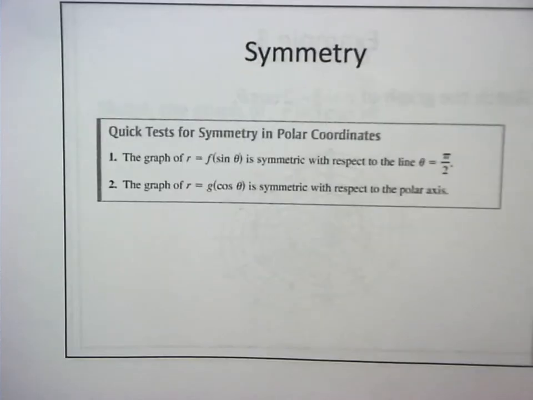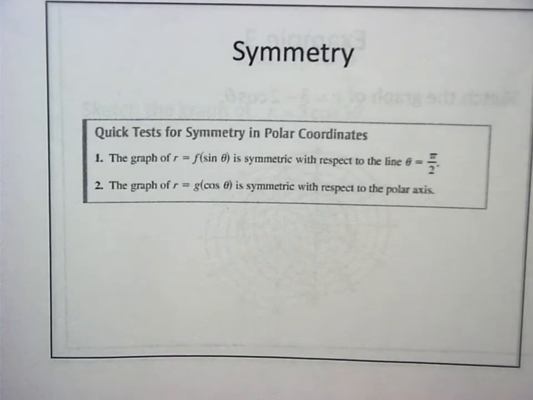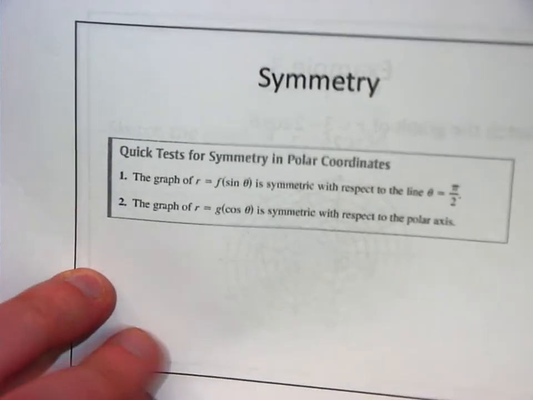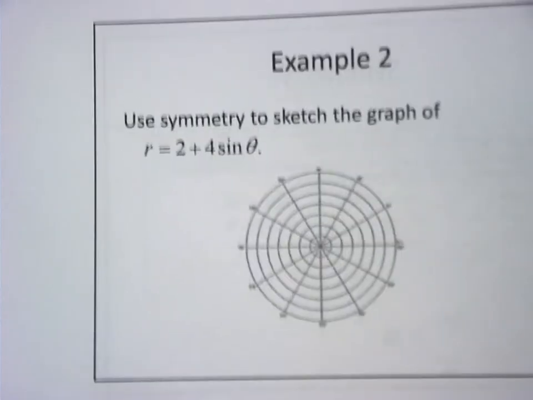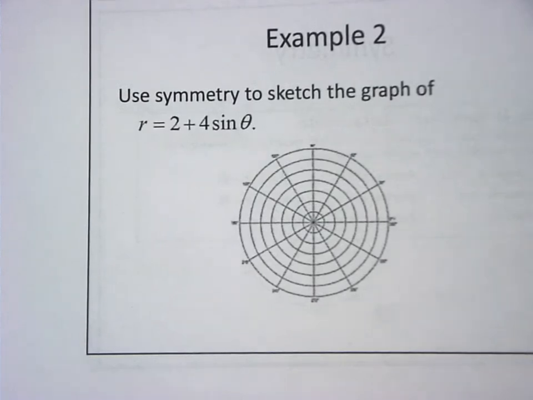Symmetry-wise, in general, a quick test for what kind of symmetry most likely you're gonna have is if you're doing something to sine theta, it's going to have symmetry with respect to that theta equals pi over 2. Just like the one we just did. If you're doing cosine of theta and doing something to it, it's going to have symmetry with respect to the polar axis, to that horizontal axis. In general, that's what's going to happen. Now, depending on the type of modification, though, the graphs can look vastly different. Because if I add on a 2 to 4 sine theta, have that one on your calculator.